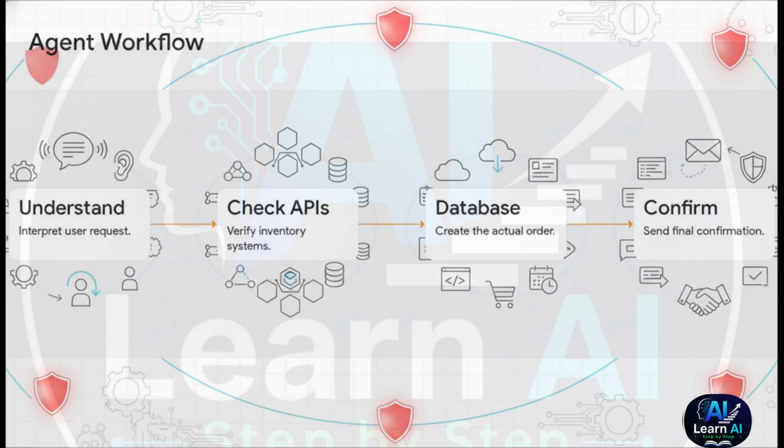Let's look at how this plays out in a real-world workflow. An agent can understand a user's request, autonomously check inventory by pinging an external API, jump into your database to create an order, and then shoot a final confirmation back to the user. It handles the entire workflow completely on its own. Now, obviously, because the AI is actually taking action here, having strict safety guardrails, the right permissions, and human escalation paths in place is absolutely crucial.